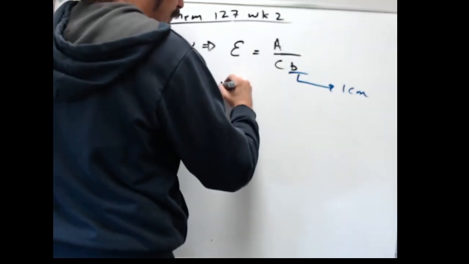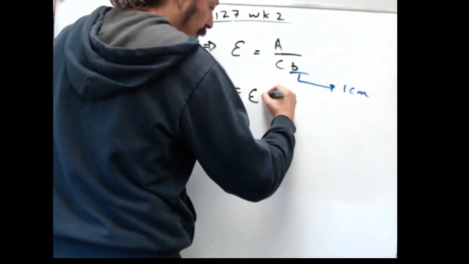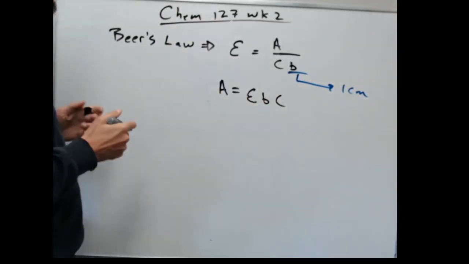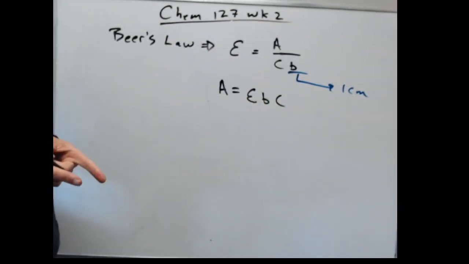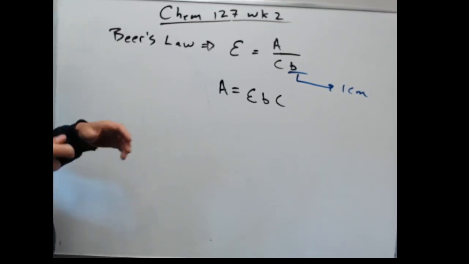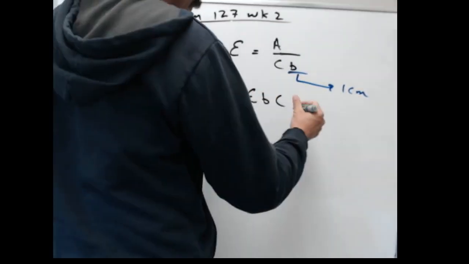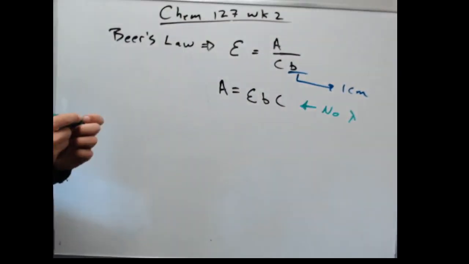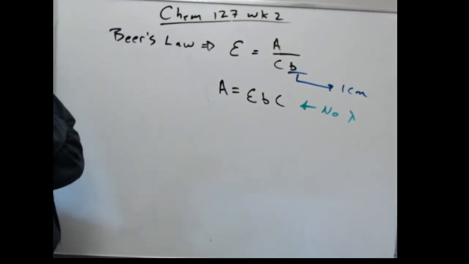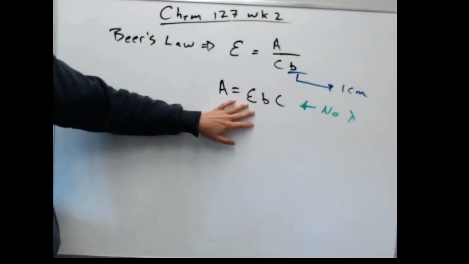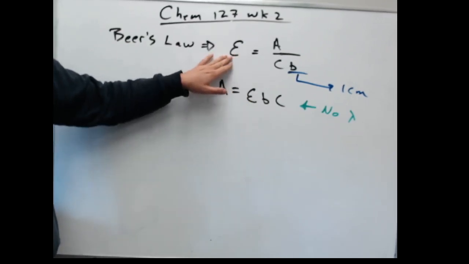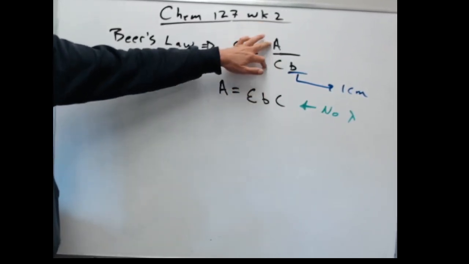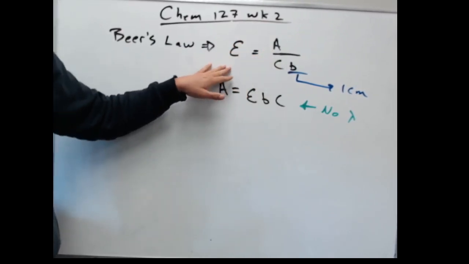And then just a little bit of a rearrangement makes it A equals epsilon BC, where again, B is path length, not wavelength. So you'll notice in this equation, there's no wavelength in this equation. There's no place that wavelength shows up, but we use it as essentially a reference system, because epsilon will change with wavelength. While this property doesn't change with concentration and absorption, different materials absorb light in different ways.